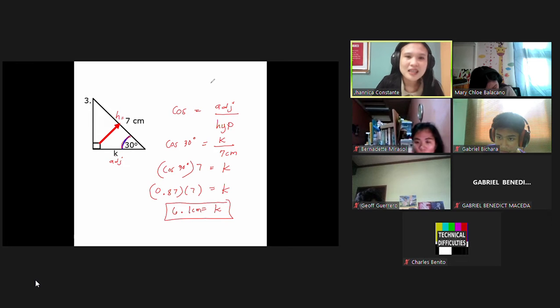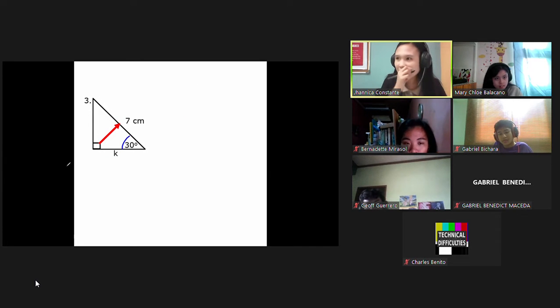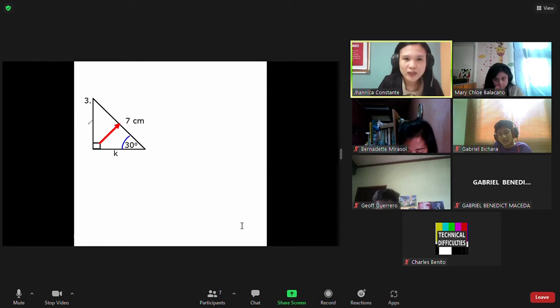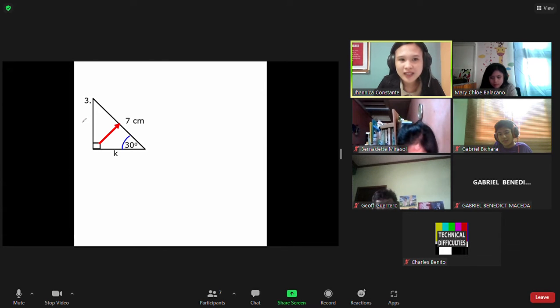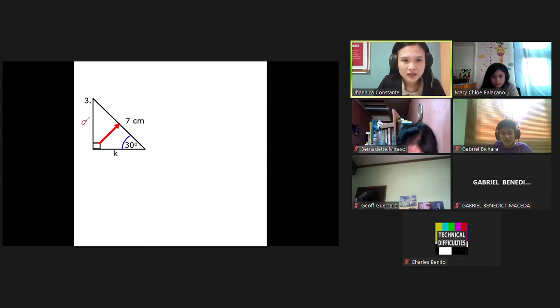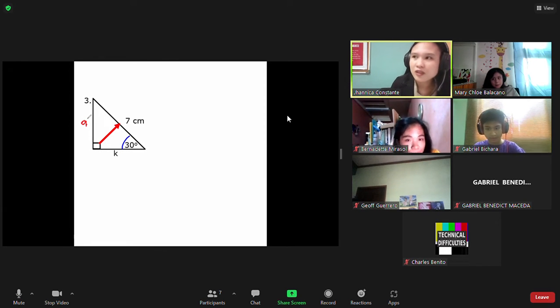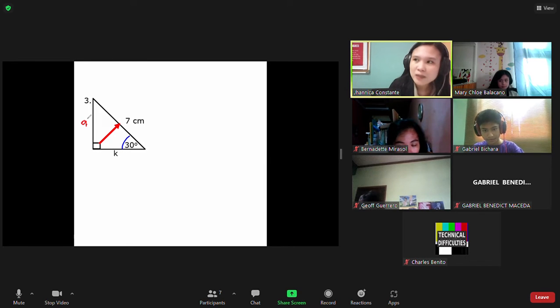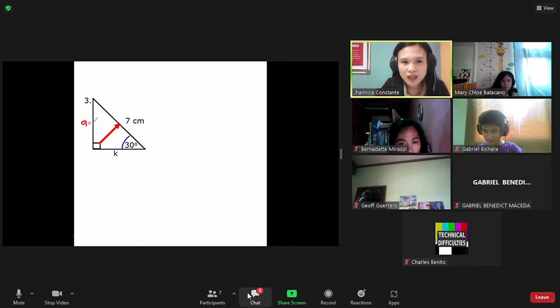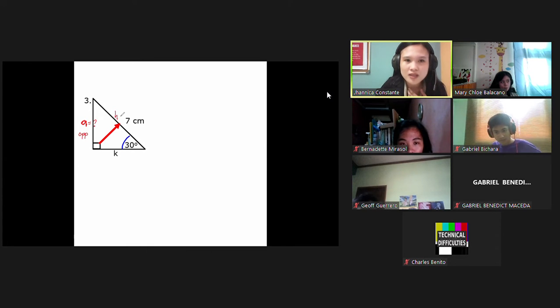Let's use the same triangle, but now we're going to find the measurement of the side A. So the same measurement of angle, we have 30 degrees, and we have the hypotenuse, which is 7 centimeter, and we're going to solve for side A. And this side A is our opposite side, and 7 centimeter is our hypotenuse.